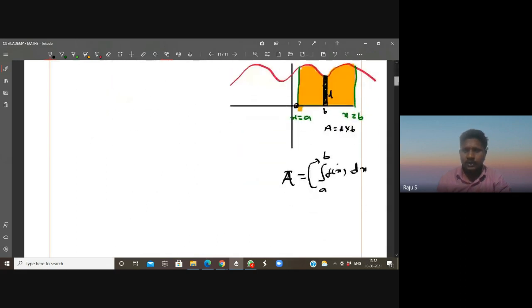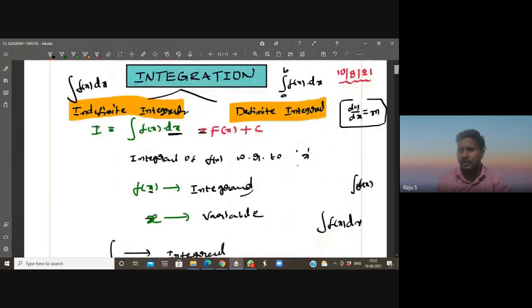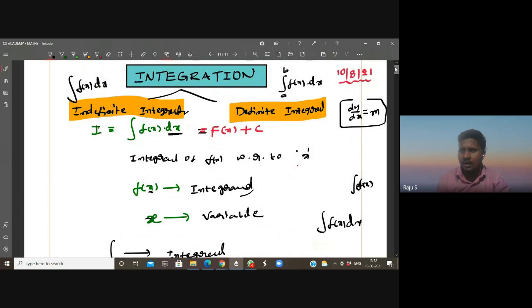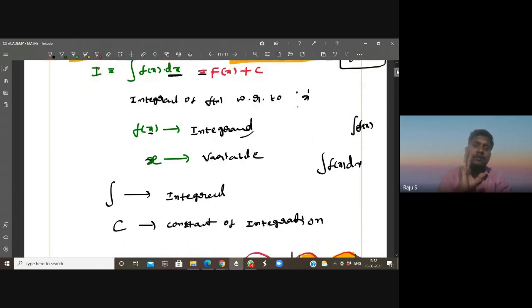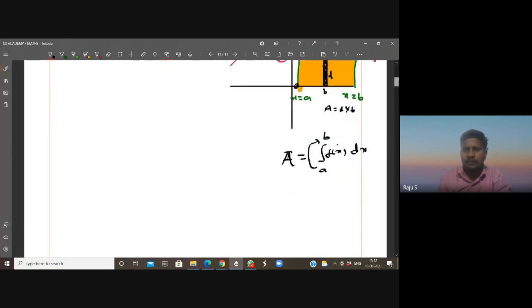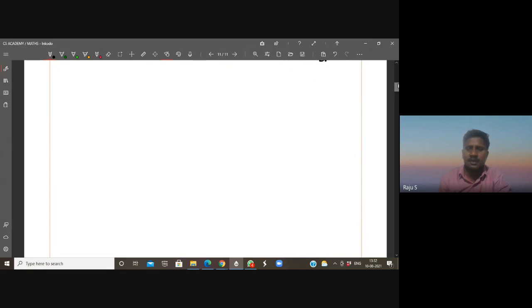So in integration, my sincere advice is to remember the formulas. When you remember the formulas, you can easily do 80% of the problems. Without formulas, you cannot do anything. There are nearly 20-30 formulas. If you remember differentiation, I told you clearly, integration is the inverse process.